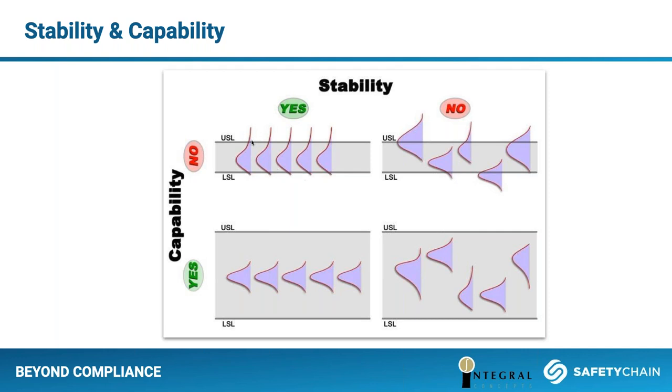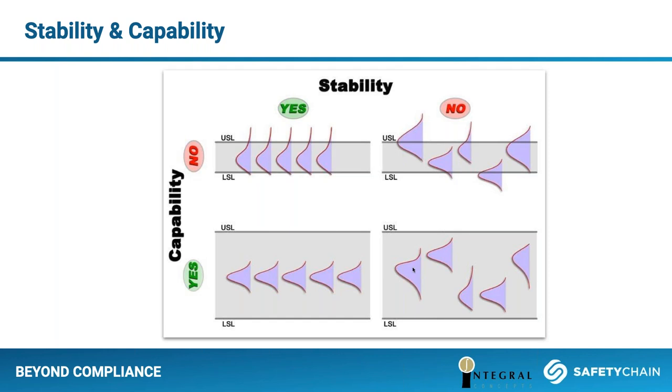But because I see that the distribution is extending beyond the specs, I can see that we're not capable, because some of the products are out of spec. So here's an example where we're stable, but we're not capable. So obviously stability does not imply capability.